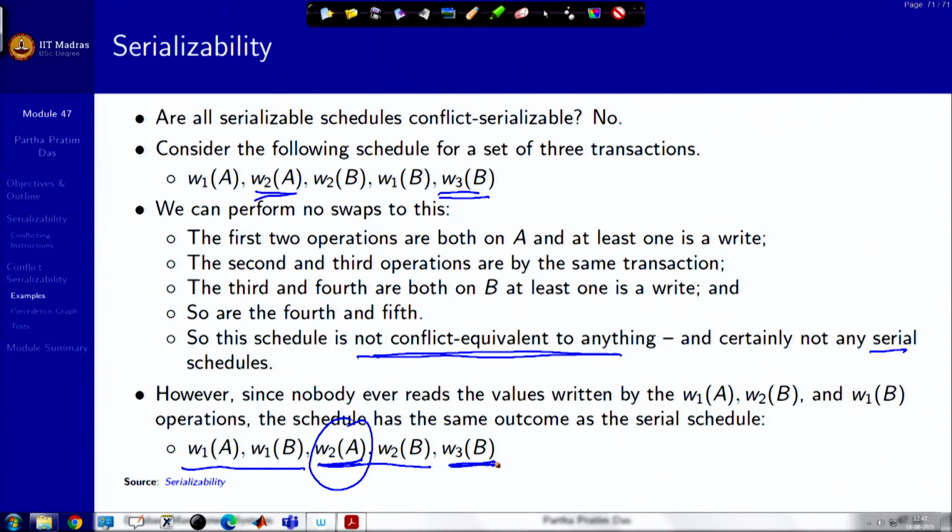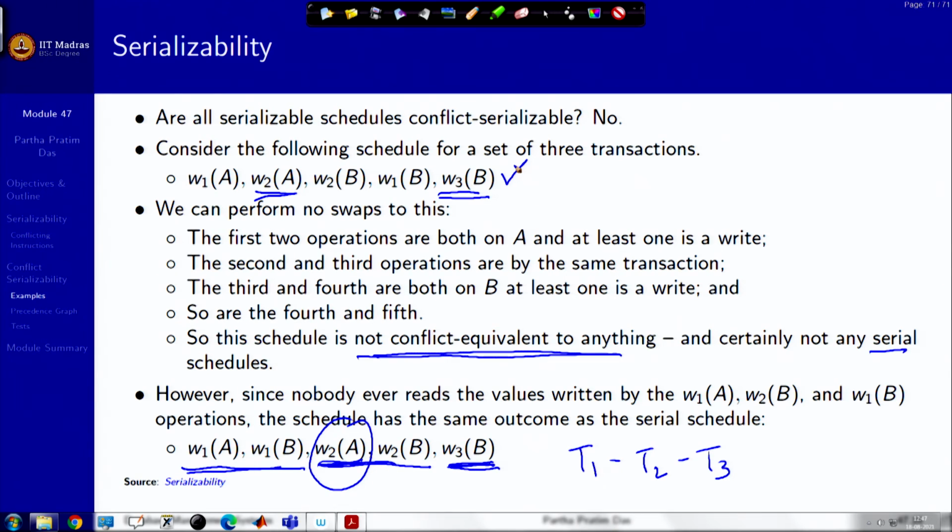So, in this order, which is a serial order of T1, T2, T3, you will get the same result as that concurrent schedule given here. But this concurrent schedule is not conflict equivalent to anything, not to this serial schedule. So, it is serializable, but it is not conflict serializable, right.